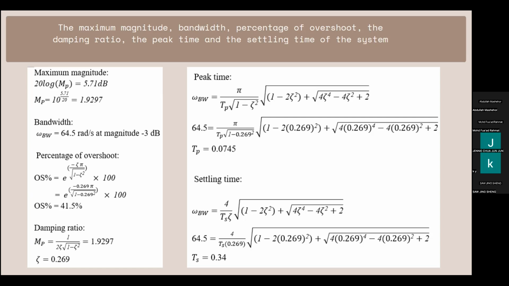And the overshoot also, and the damping ratio. First, we get the damping ratio. When we have the damping ratio, we get the overshoot, same as what we got with the time domain analysis, 41 and something.